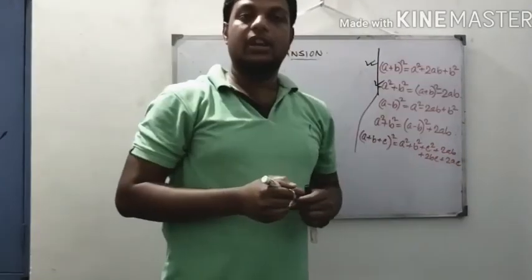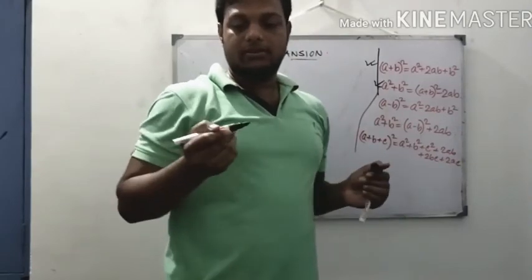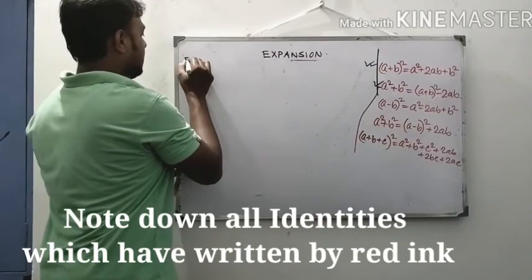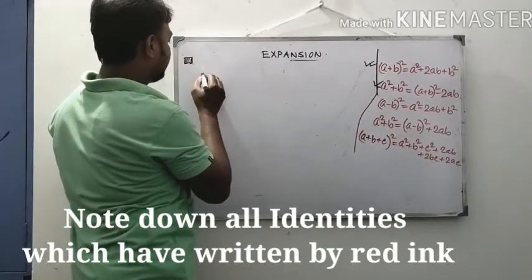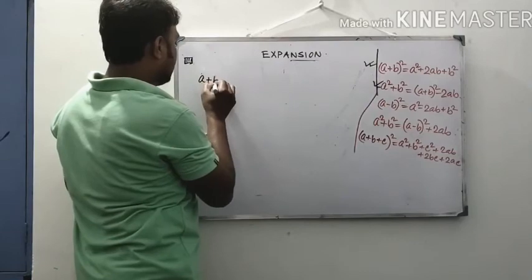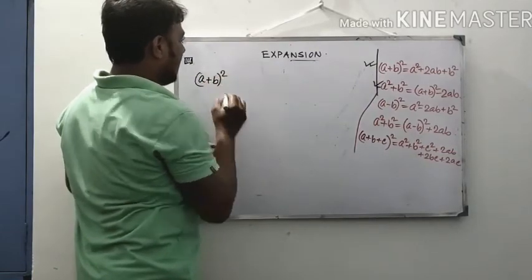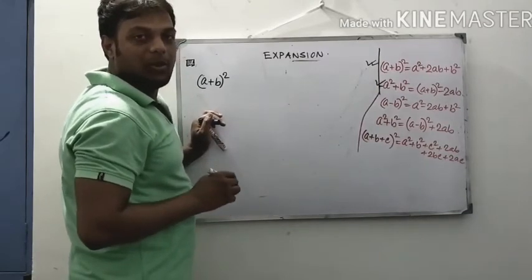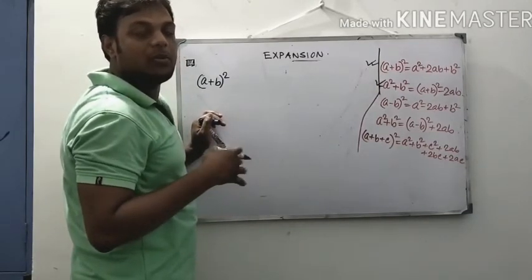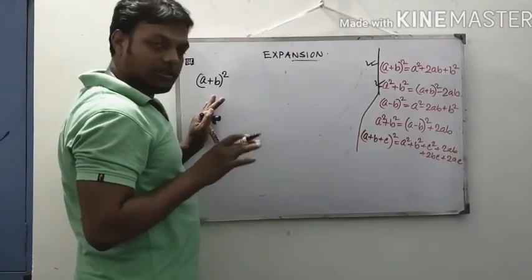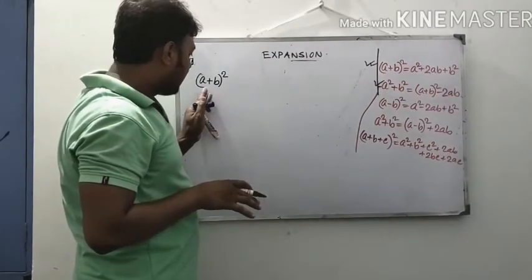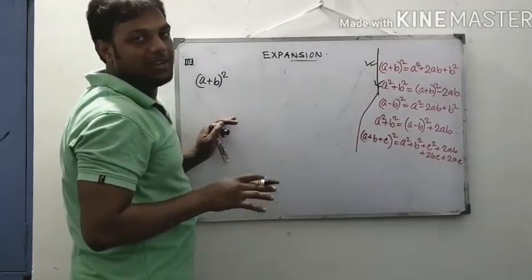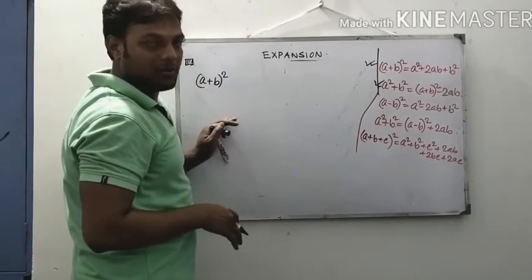Now we will derive some important results. Suppose I have (a + b)² whole square, and we have to convert this a + b with the help of a - b, that means in terms of a - b. The target is clear. We have to convert this (a + b)² into the form of a - b and ab. How is it possible?